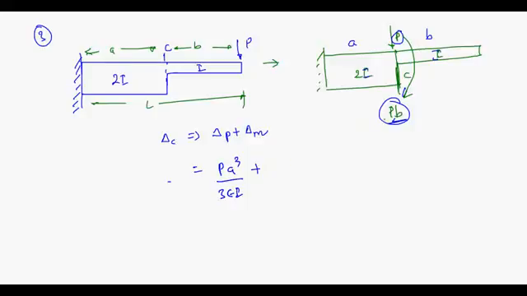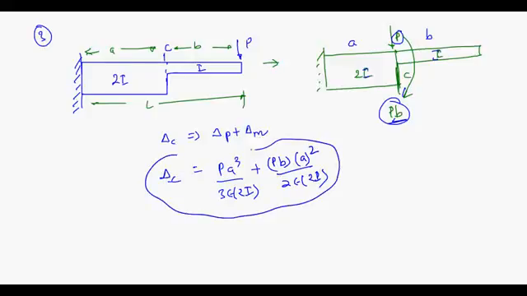Is it ml square upon 2EI? And I is obviously what? Okay, I am also making a mistake here. I is nothing but it is 2I. Okay, moment ml square upon 2EI, m is PB, okay, L is A upon 2E, I is again 2I. Okay, this is your delta at C.